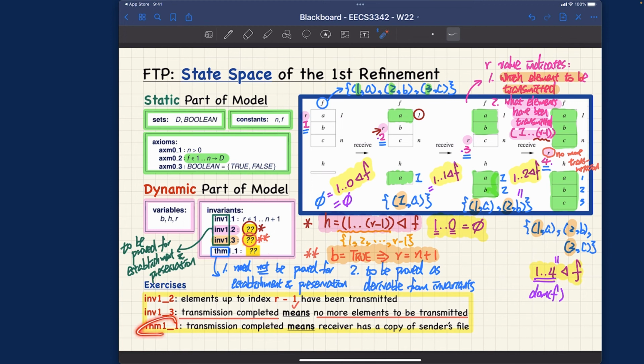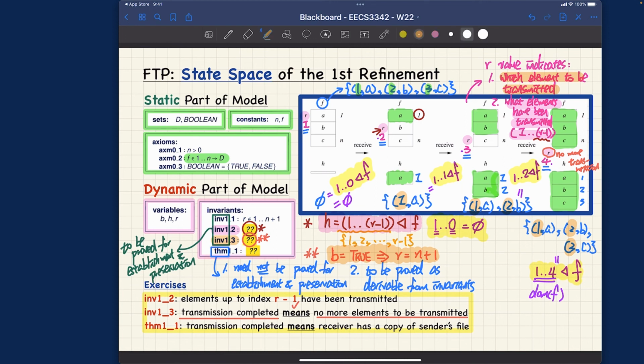The theorem should be, we want to say transmission completed means, so this part here should be similar to this, I can tell you. Receiver has a copy of the sender's file. What does it really mean when the receiver got exactly the same copy of the sender's file? Meaning that contents-wise, they are the same. So this is really the case. You can see this is the final case where once we do the domain restriction, what we got is exactly equal to f. That's a hint for you. You can now pause the video and think about what this one should be.